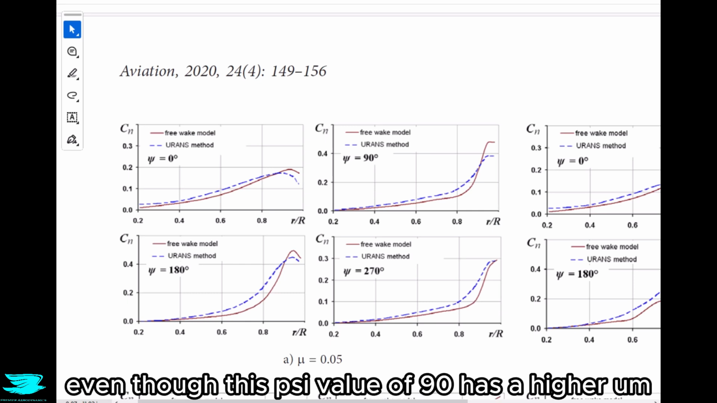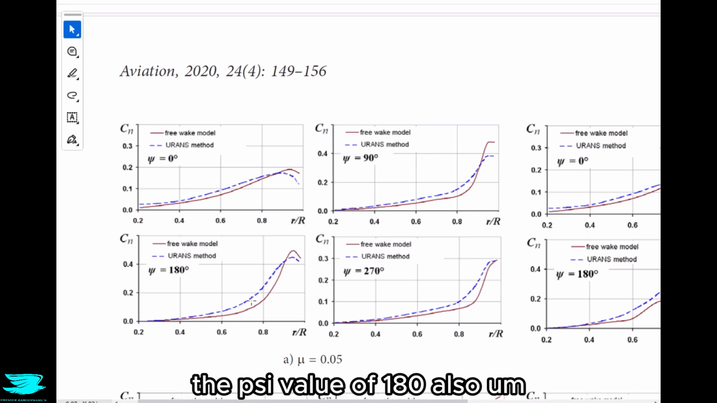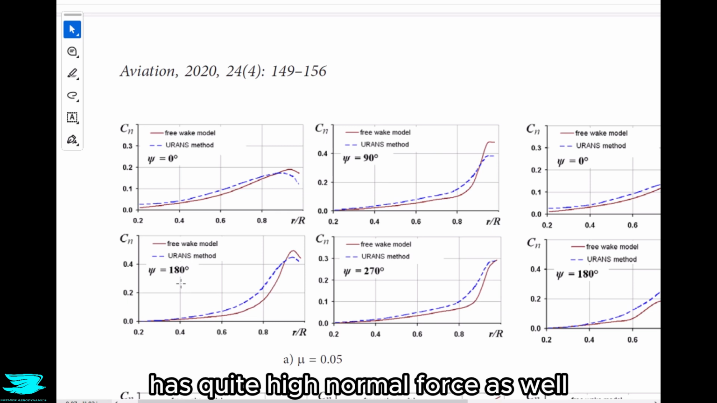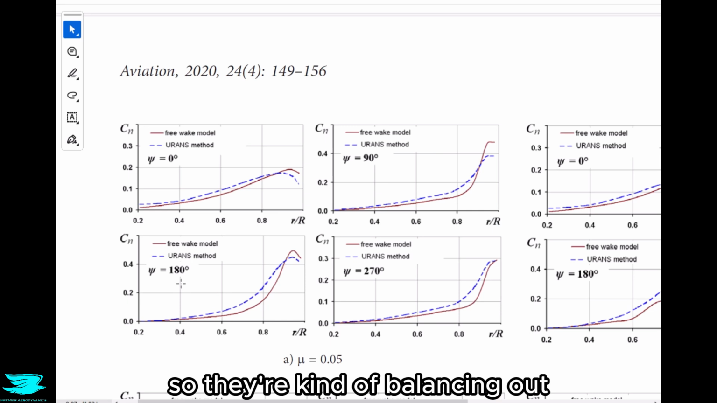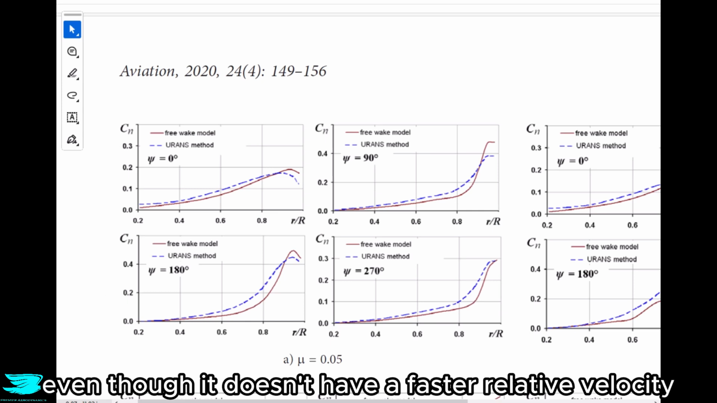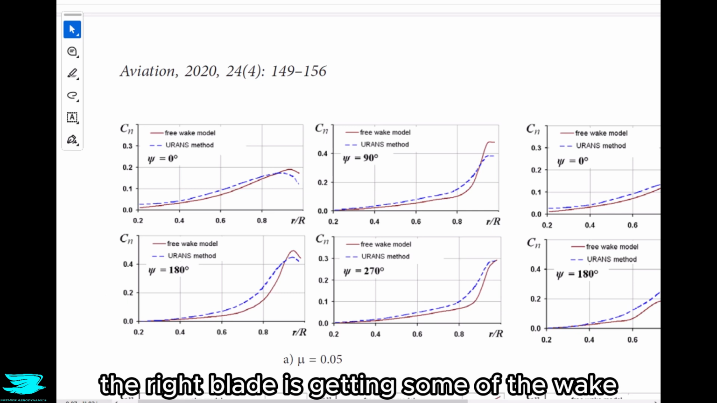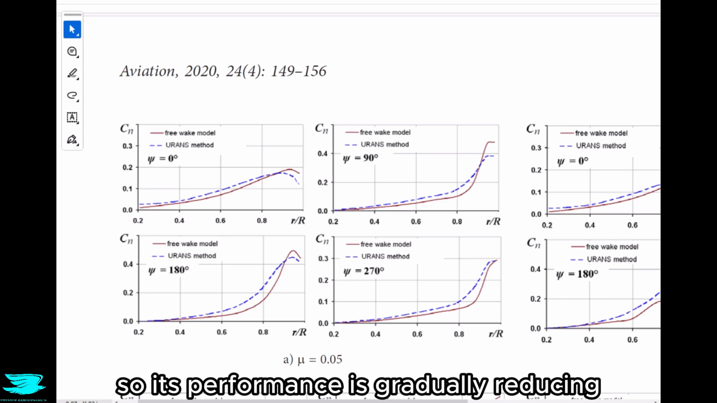But anyway, even though this psi value of 90 has higher normal force production, the psi value of 180 also has quite high normal force as well. So they're kind of balancing out. And I think the reason why is because the front blade, even though it doesn't have a faster relative velocity, it's not seeing a wake from any of the other three blades. On the other hand, the right blade is getting some of the wake, so its performance is greatly reduced.